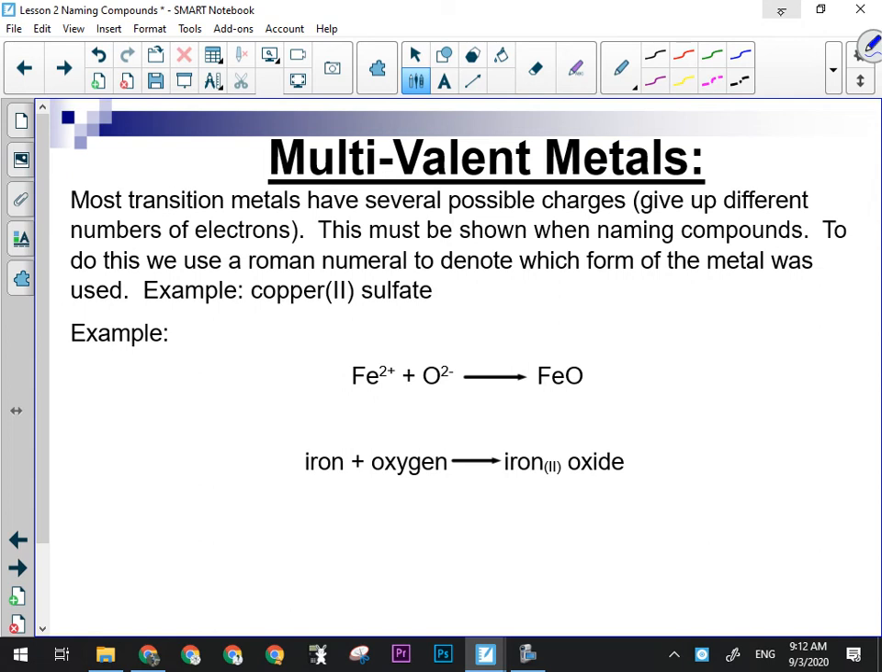Okay, so the problem here is that I could have 2 compounds that are different, but would have the same name. Okay, for example, this stuff would be iron oxide, and so would this. Anyone see a problem with it? I do. They're not the same thing.